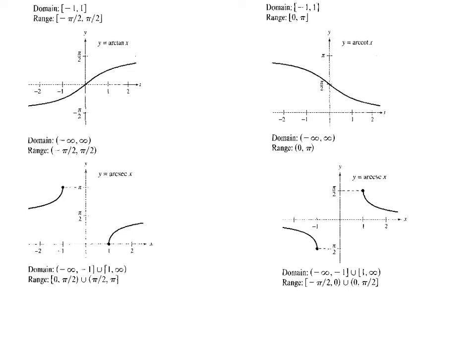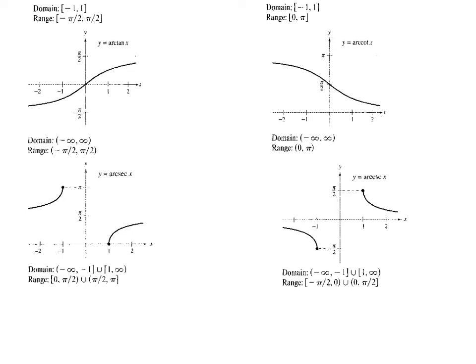Yeah, Harrison? For arc secant, is there another asymptote at pi/2? Because if not, wouldn't the range just be all real numbers? There'd be a horizontal asymptote at pi/2. Yeah, see here? It goes from 0 up to pi/2, not including it, and then from the other side of pi/2 up to pi. So yeah, there is a horizontal asymptote here.